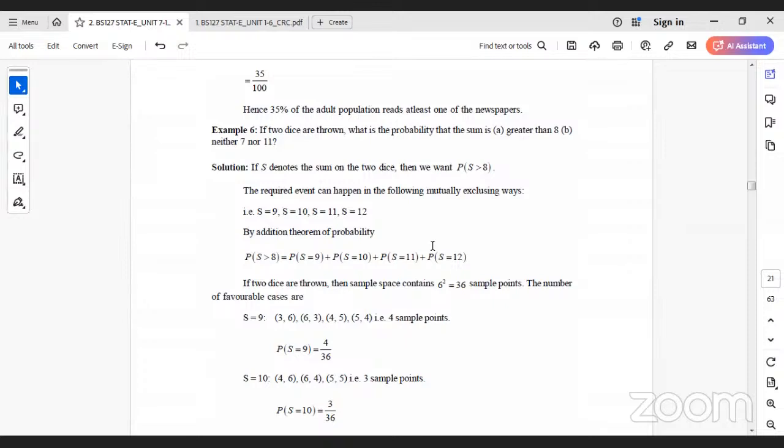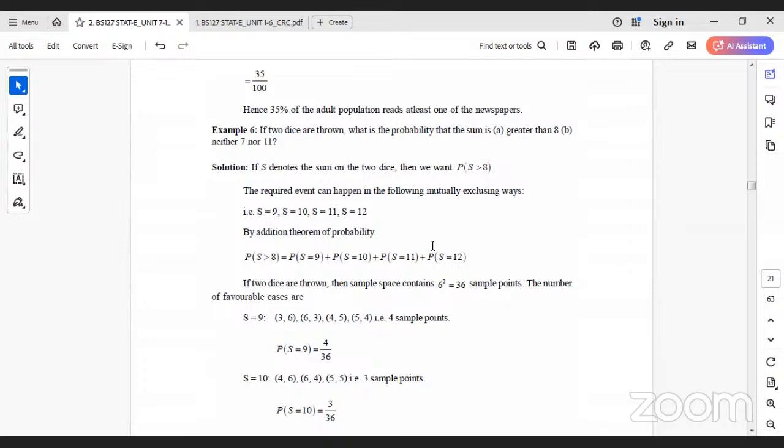So S denotes the sum of the two dice. The required event is S greater than 8, that is, S is equal to 9, 10, 11, 12. Right? Greater than 8 means 9, 10, 11, 12. The maximum is 12 since there are 2 dice. So S is greater than 8 means S is equal to 9, S is equal to 10, S is equal to 11 and S is equal to 12.